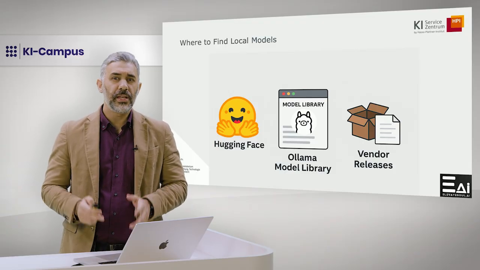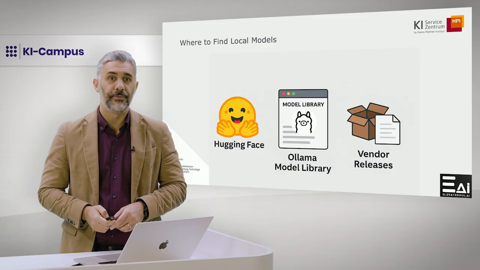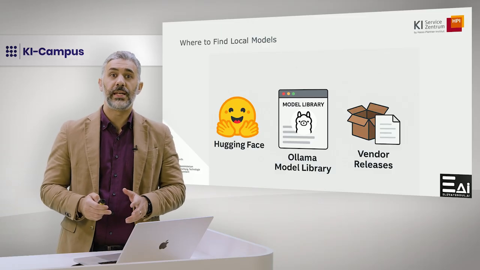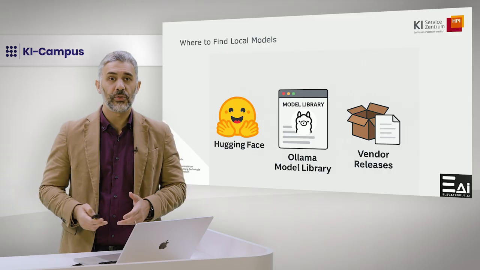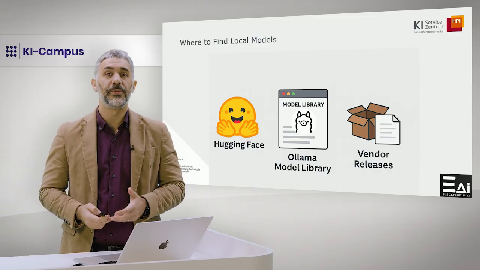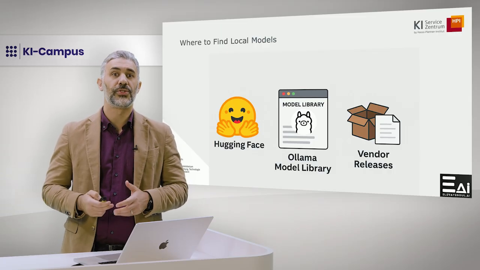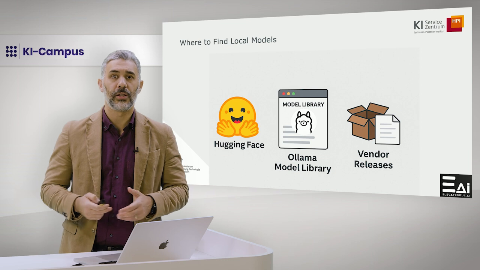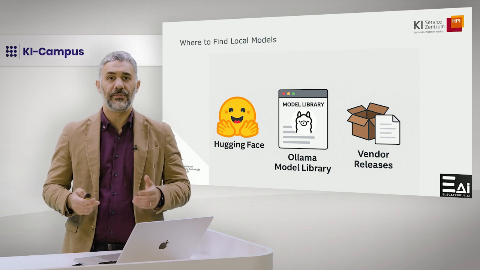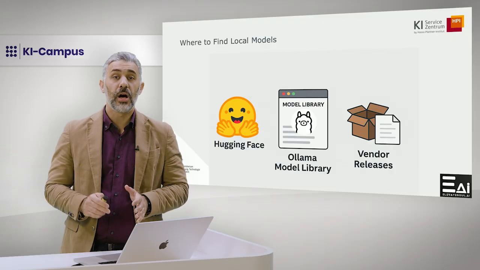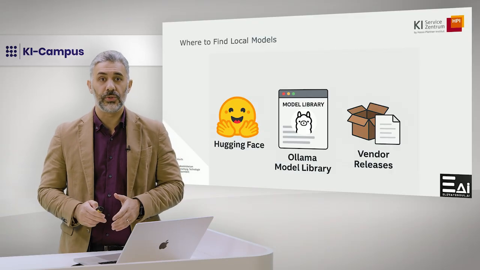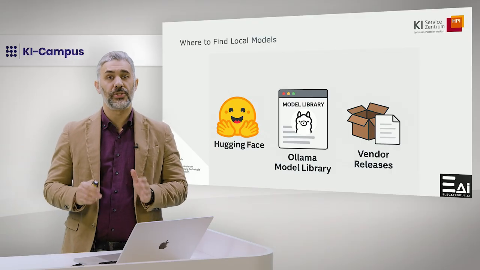There are three main sources to be aware of. The first one is the Hugging Face Model Hub. This is the central ecosystem for open source models. It hosts more than 1 million models across all categories: language, vision, multimodal, embeddings, and more. If a model is open source and widely used, it is almost certainly published here first.